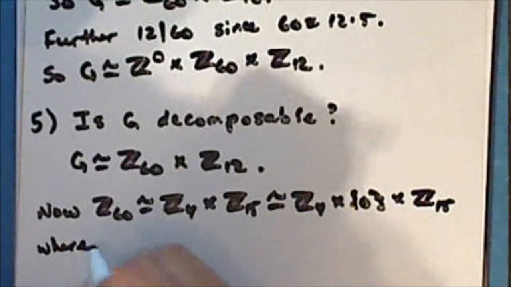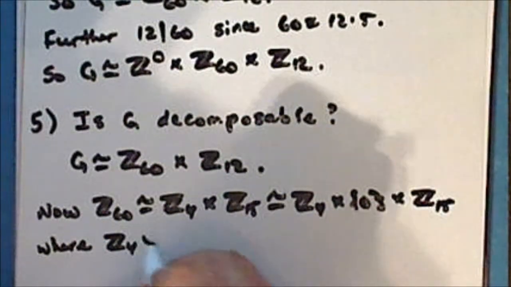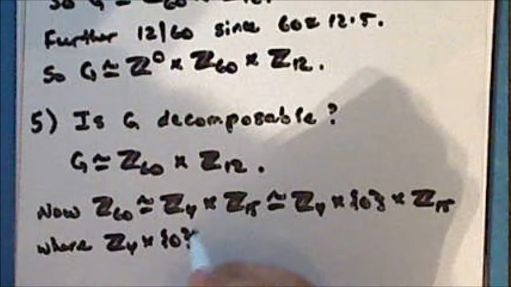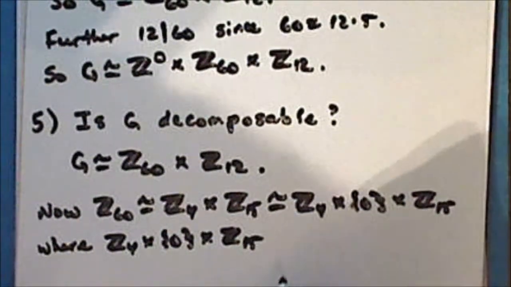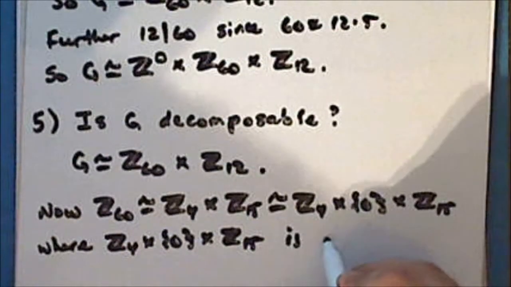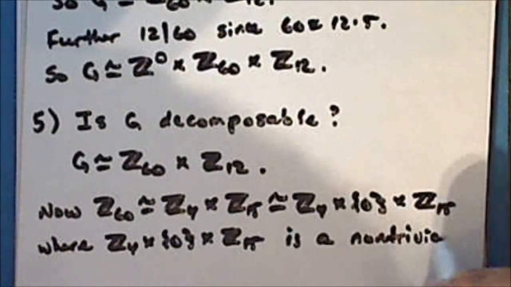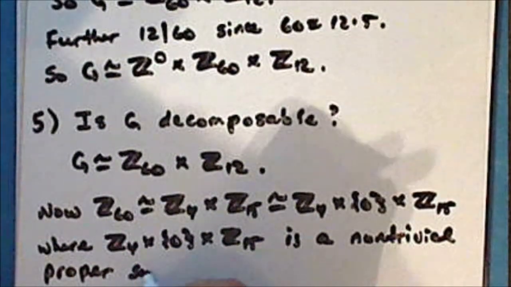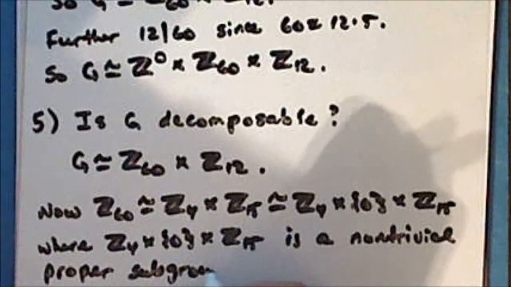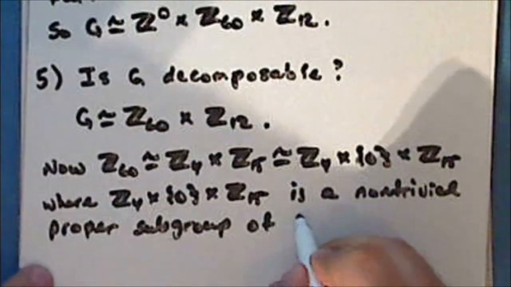where this product, the product of the integers modulo 4 with the trivial group with the integers modulo 15, is a non-trivial proper subgroup of the group G.